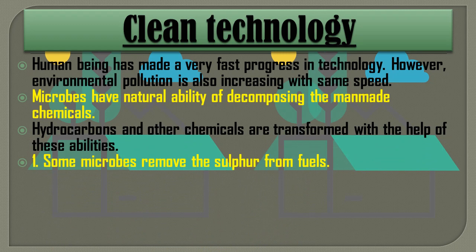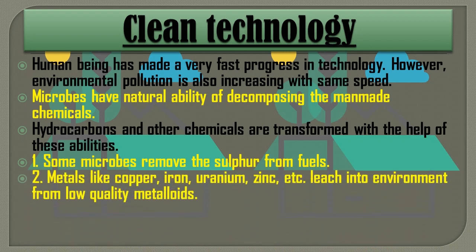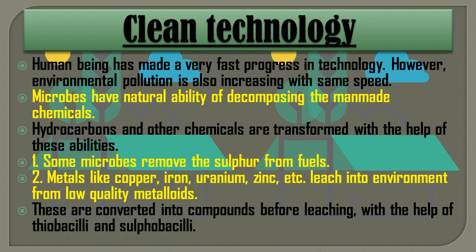Alright, so some microbes remove the sulfur from fuel. So microorganisms are used to remove the sulfur from the fuels. And second one, metals like copper, iron, uranium, zinc, etc. leach into the environment from low quality metalloids. And these are converted into compounds before leaching with the help of thiobacilli and sulfobacilli. So students, leaching is a process in which harmful substances or chemicals are removed with the help of a microorganism, and here thiobacilli and sulfobacilli are used to remove or leach the harmful metals.